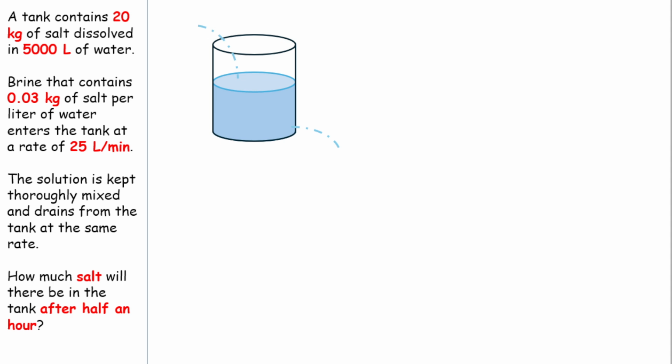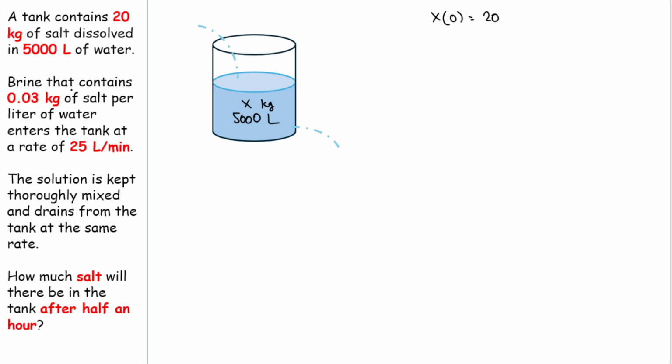A tank contains 20 kilograms of salt dissolved in 5,000 liters of water. We have to be very careful here: let's write the 20 kilograms as x kilograms, because the amount of x changes over time. The 20 kilograms is the initial condition, so x(0) is equal to 20 kilograms. That is the initial condition.